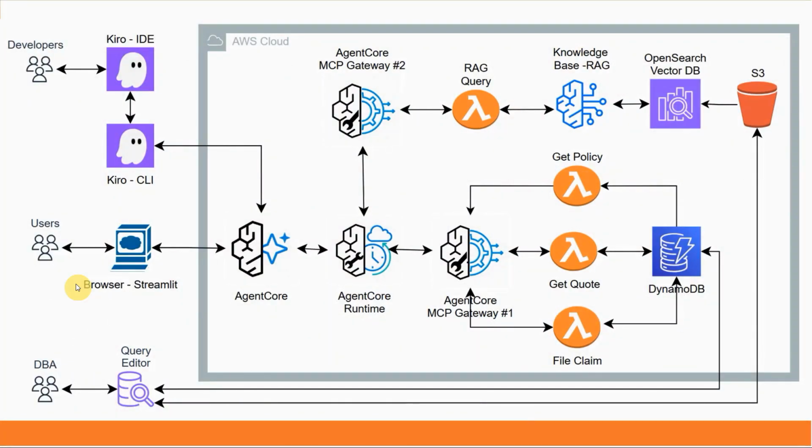All right, let's look at the fourth and final scenario. The fourth and final scenario is this RAG query. The user will come to the browser and say, hey, I want to move to Florida. Can you tell me what is the minimum liability insurance I should carry in Florida? So that's a typical question.